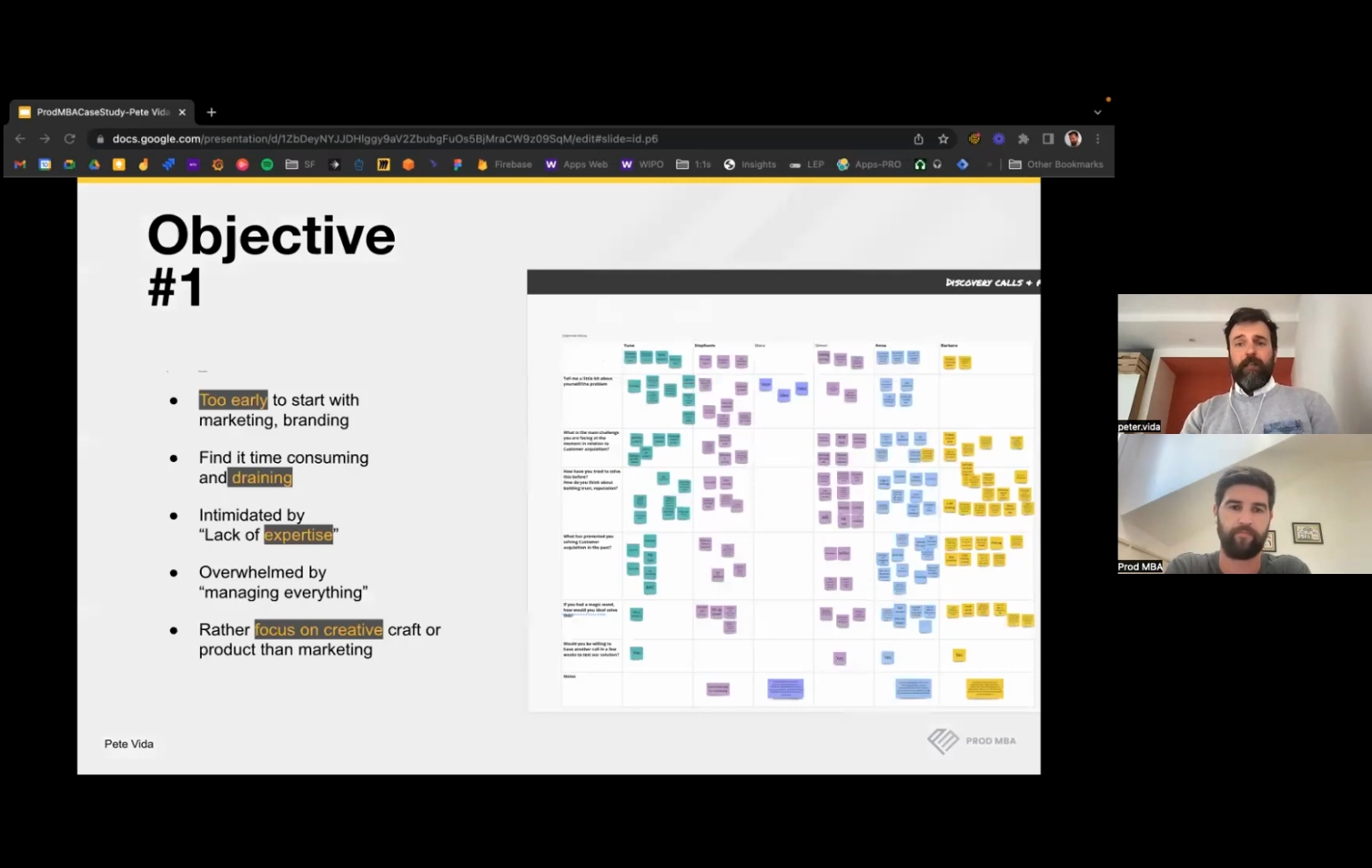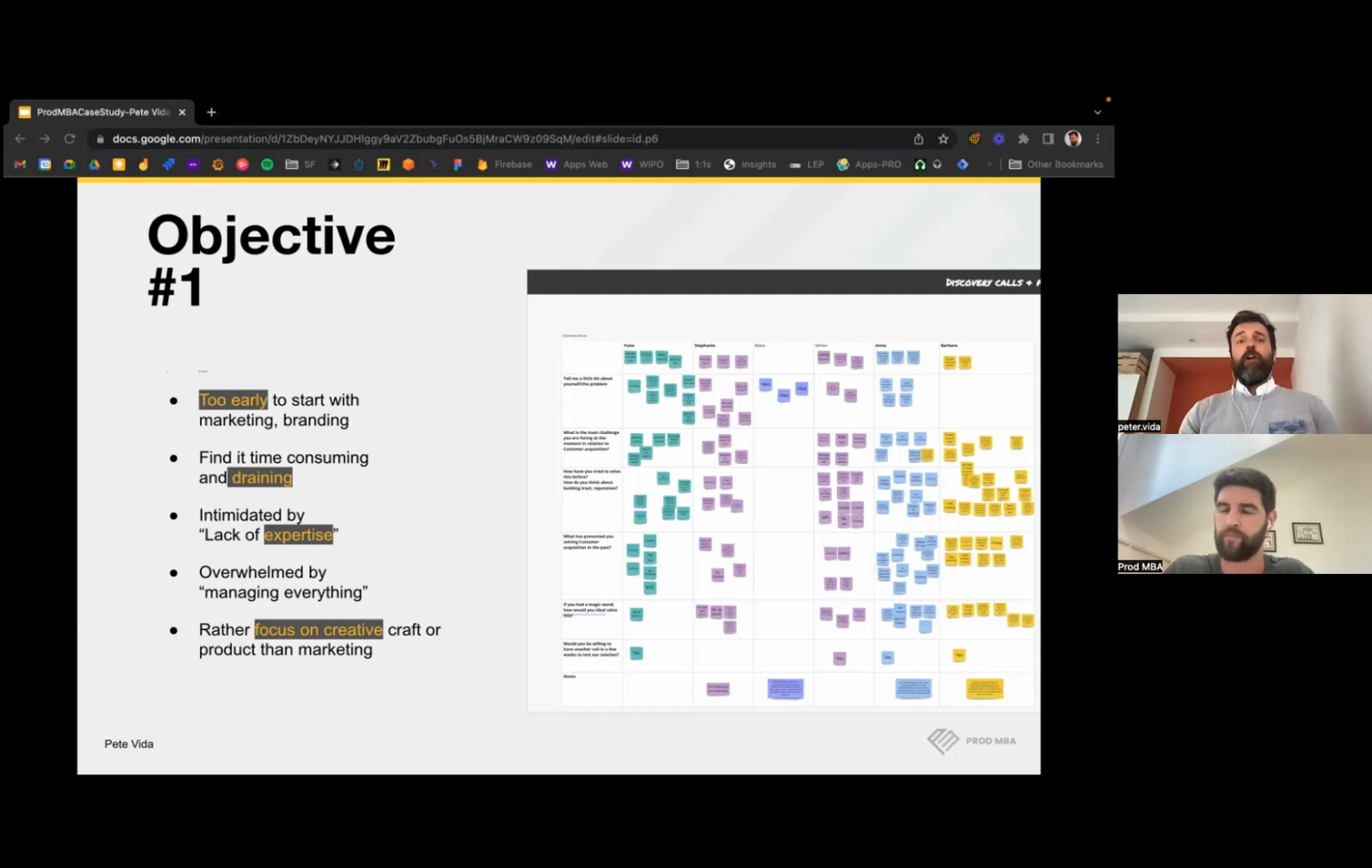This is actually a real screenshot of the script and all the notes that I made. The main pattern is that people find it, sometimes with these startups, too early to actually start doing anything. They think the marketing and the branding is not really figured out yet, so they don't think that they need to start something.